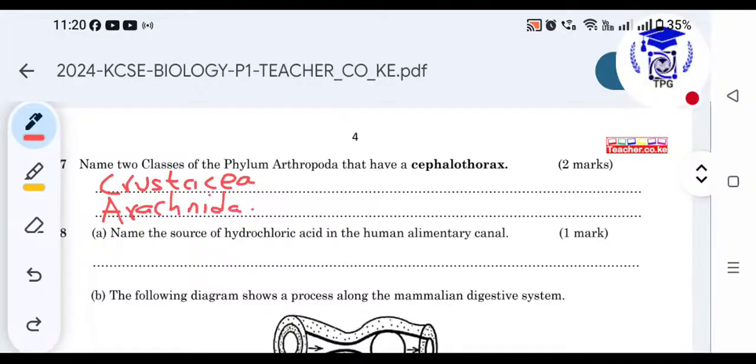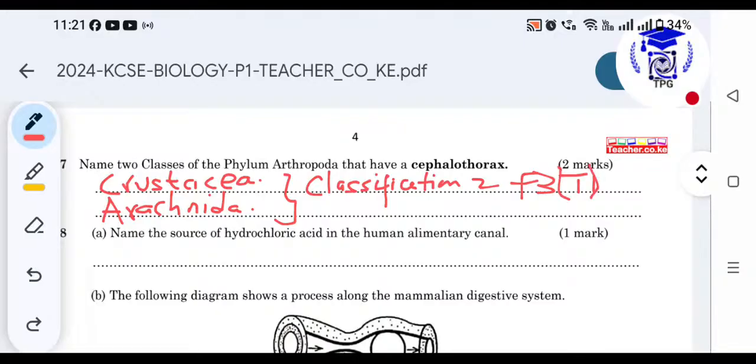So listen carefully. You must be very careful when it comes to spelling mistakes. Ensure you don't make any spelling mistakes. Class Crustacea and class Arachnida. This is found in the topic classification 2, form 3, topic 1. Go and study that.